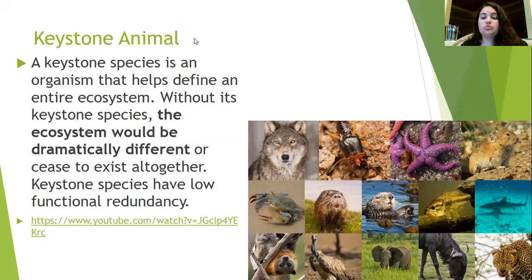All right, so first and foremost, keystone animal. A keystone animal or keystone species is an animal that without it, that particular ecosystem would fail. And so a keystone species is an organism that helps define an entire ecosystem. By this species, we define the ecosystem. So for example, alligators in Florida are defining the ecosystem of the Everglades. And so that particular species is a keystone species in Florida in the Everglades. Without its keystone species, the ecosystem would be dramatically different or cease to exist altogether. So keystone species have a low functional redundancy. So they're very, very important for that particular ecosystem. So we call them the keystone animals.